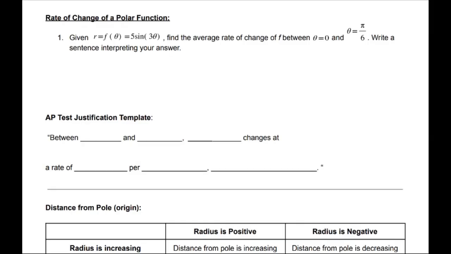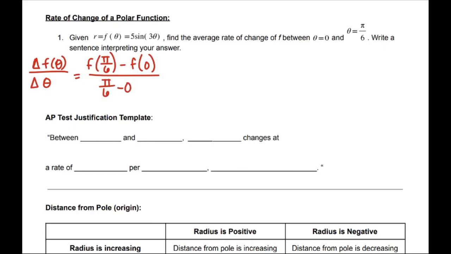It says find the average rate of change between theta equals 0 and theta equals pi over 6. So write a sentence to interpret your answer. So as a reminder, this would essentially be like finding your slope. Your change in y, which is your f of theta, over your change in x, which is your theta. So we want to figure out what happens when we substitute in pi over 6, and what happens when we substitute in 0, and then pi over 6 minus 0.